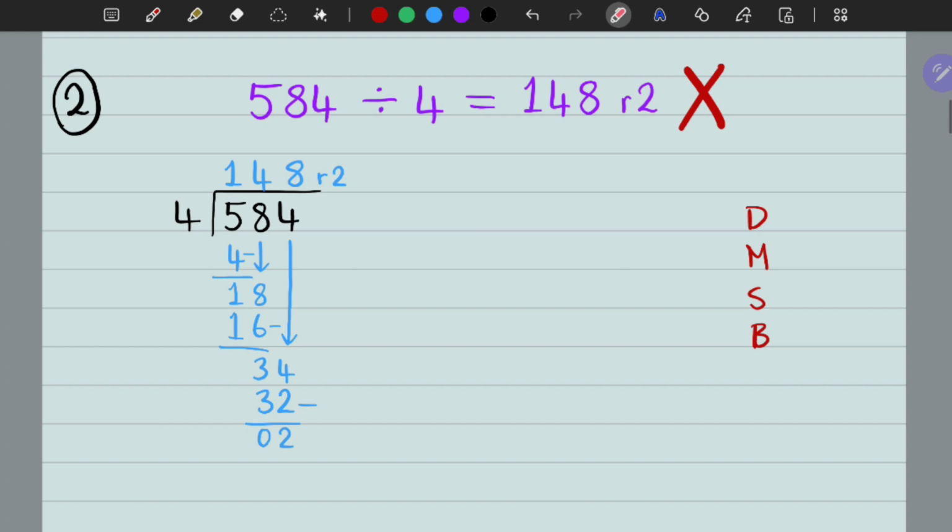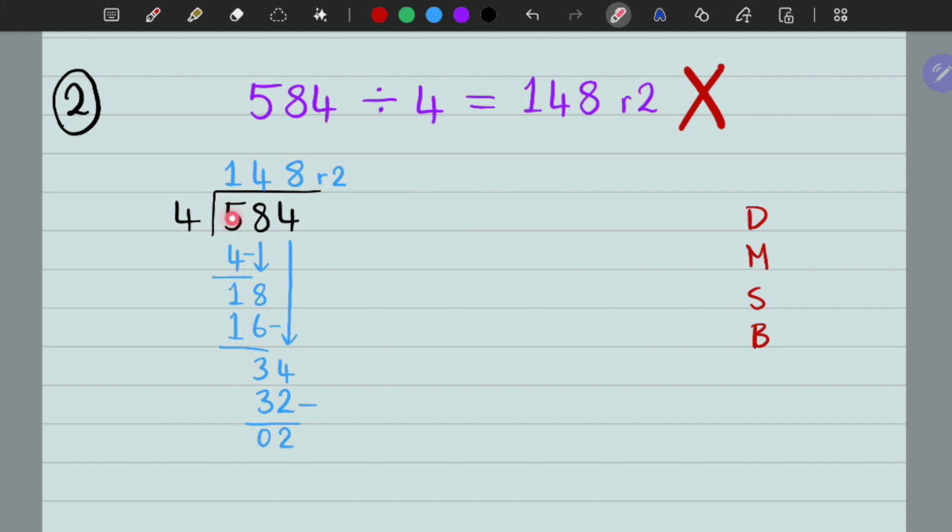Okay, so here we have it. Mistake number 2, 584 divided by 4 equals 148, remainder 2. But it is wrong. Here we have the workings out that has the mistake, so we're going to have a look through to find it. And here I've already set up my dirty monkeys smell bad for divide, multiply, subtract, and bring down. So let's get into those workings out and figure out what went wrong.